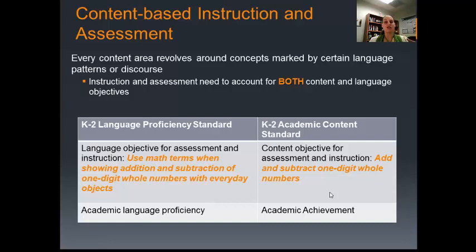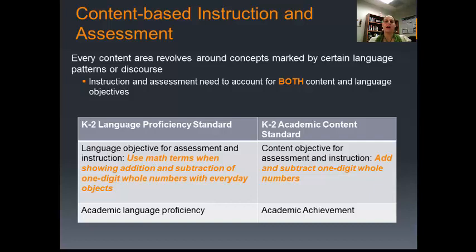Okay, so that represents a skill that you're hoping students will be able to do at the end of a lesson. However, students don't do that in a vacuum, right? They need the language that goes along with that skill in order to demonstrate their ability. So the language objective covers that, and the language objective states, use math terms when showing addition and subtraction of one-digit whole numbers with everyday objects. Okay, so that would mean that in order for you to be able to assess whether students have the skill of adding and subtracting, you would also have to be able to see students using the math terms in the correct way to show you the addition and subtraction of those numbers.